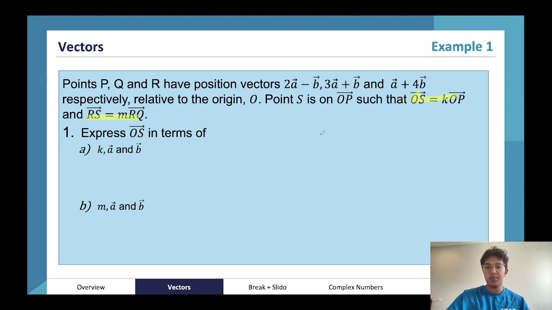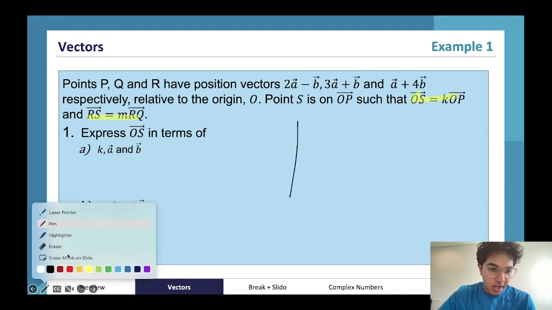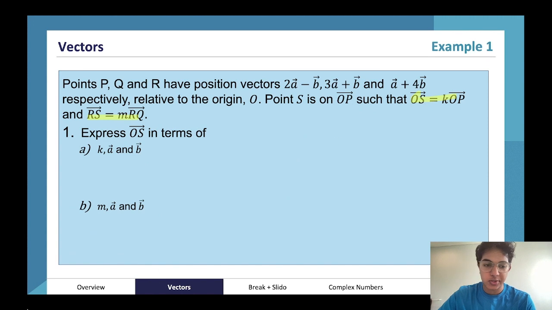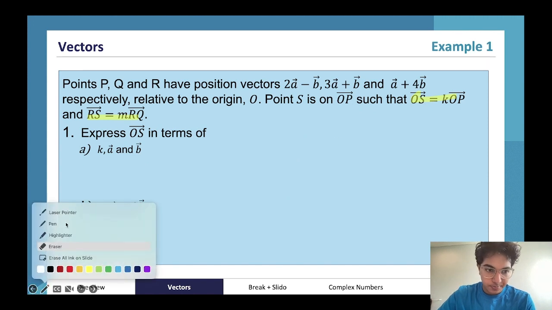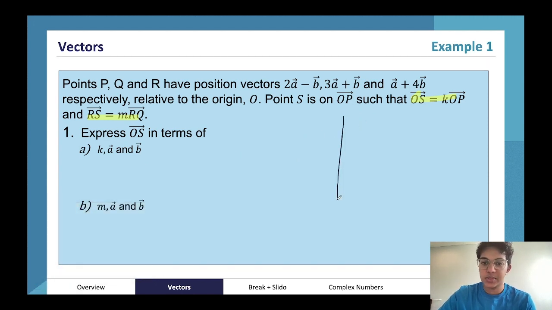So 2a minus b doesn't necessarily mean 2 away from 0 and 1 down from 0. It could really be anywhere on the plane. We don't really know what these vectors a and b are. All right, so let's try to draw this out. I am going to pretend like they are i, j, and k vectors though, just for the sake of answering this question. There are some circumstances where that matters though, so keep that in mind.